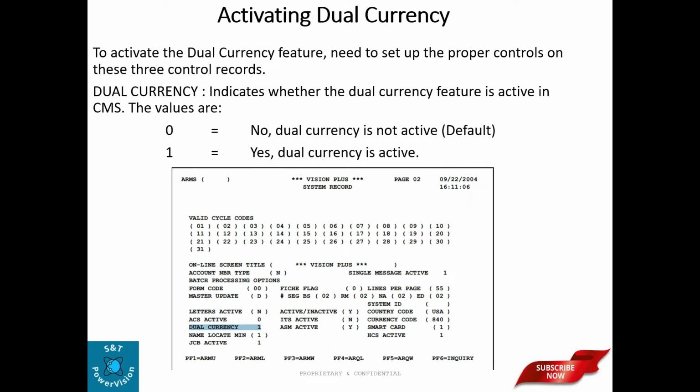Now see what the important parameters are for the activation of dual currency. To activate the dual currency feature, you need to set up the proper controls on these three control records. The dual currency field indicates whether the dual currency feature is active in the CMS. On ARQS page 02, we have highlighted this field, dual currency. Once it is set, it means it is active.